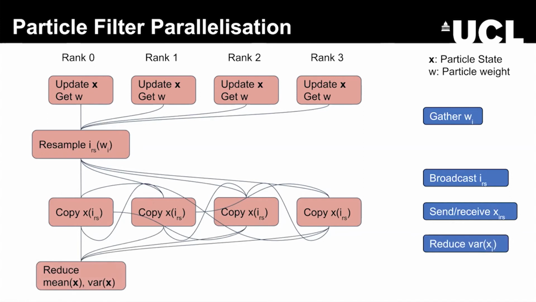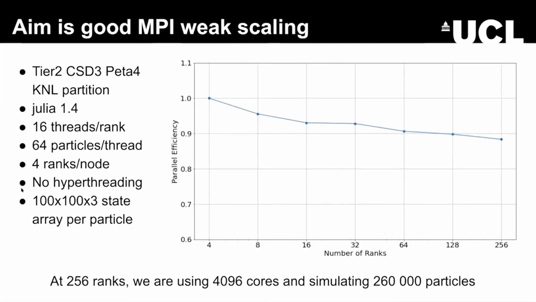And then in the end, to get some statistics out, we've been calculating means and variances, you need to do a reduction again over all your resampled particles. This can also be a bit heavy once you're running at high parallelism. So I hope that made some sense.